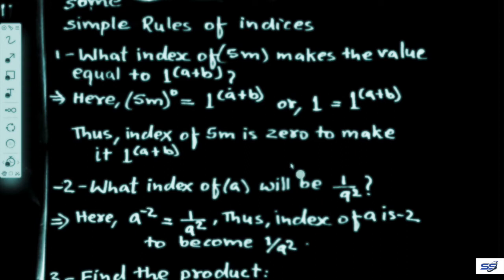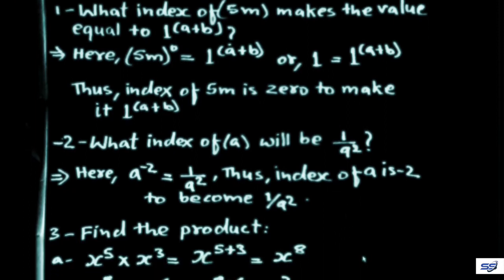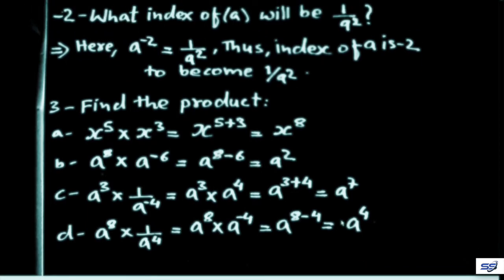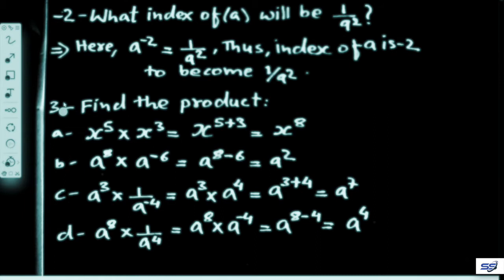In this way, we discussed two rules. For more simple basic things, we have to see the product. Here three questions are given. Find the product. Now we have to find the product using certain simple and basic steps.